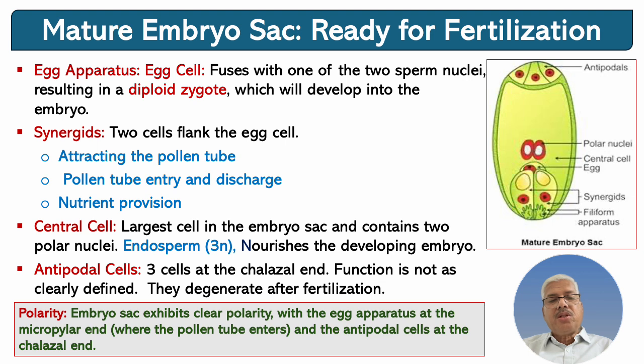The antipodals are 3 in number. They are located at the chalazal end of the embryo sac. Their function is not as clearly defined as the other components, but they are believed to have a role. They might provide nutrients to the developing embryo sac before fertilization. They usually degenerate after fertilization.